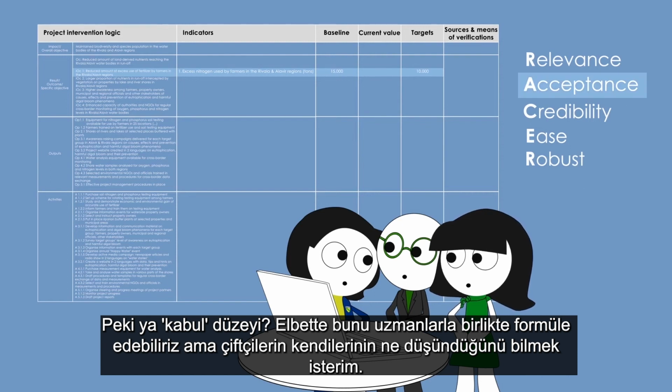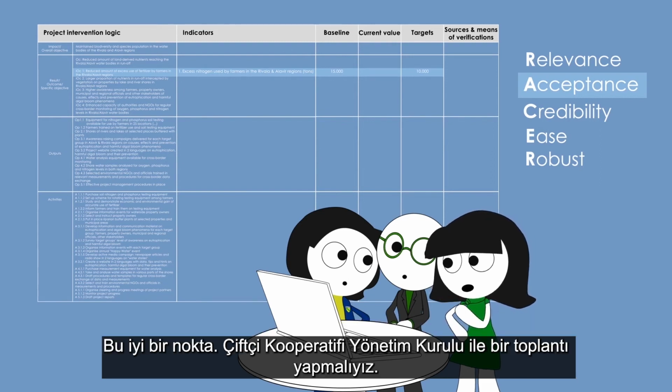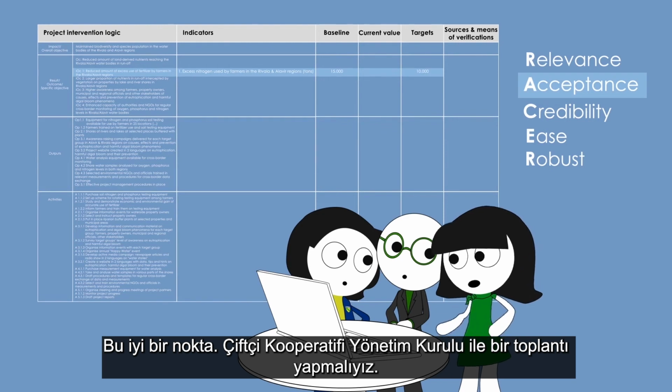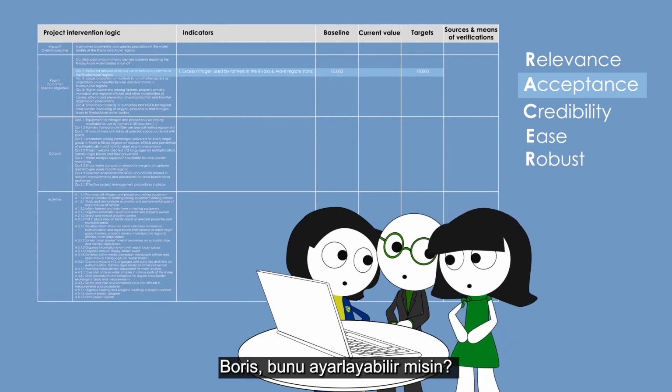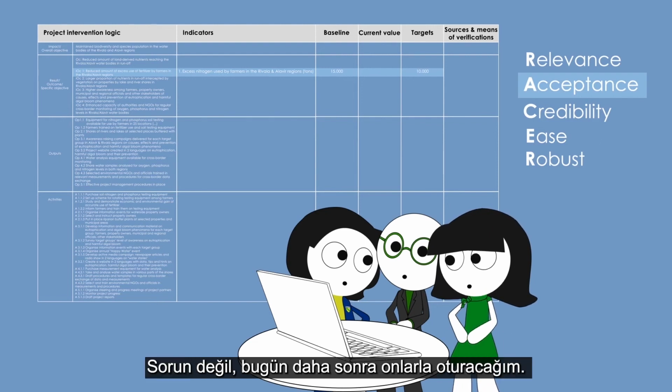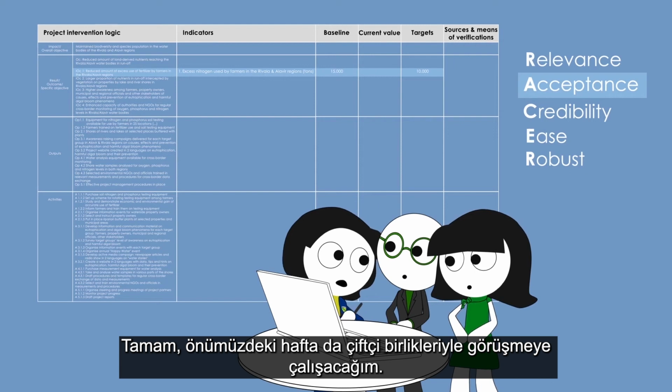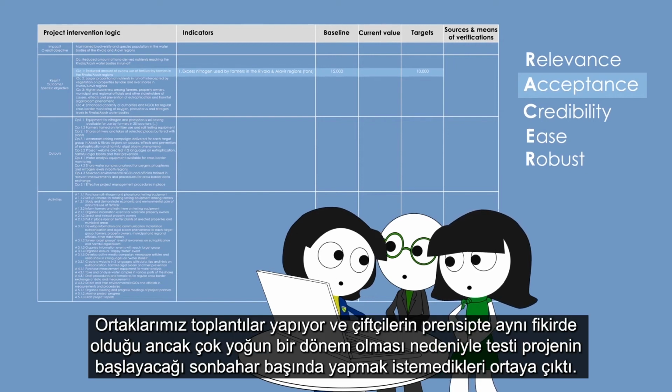Of course, we can formulate this together with the experts, but I would like to know what the farmers themselves think. That is a good point. We should have a meeting with the board of the Farmers Cooperative. Boris, can you arrange this? No problem. I will sit down with them later today. Okay, I will try to meet farmers' associations also next week.